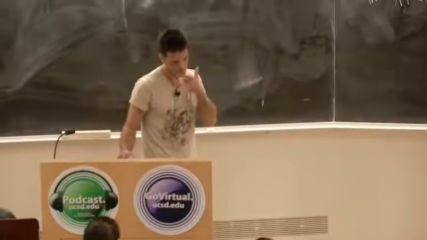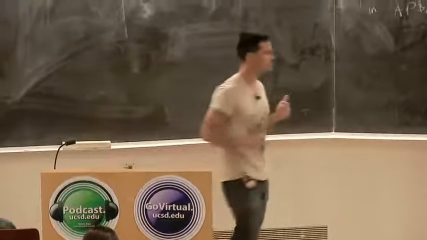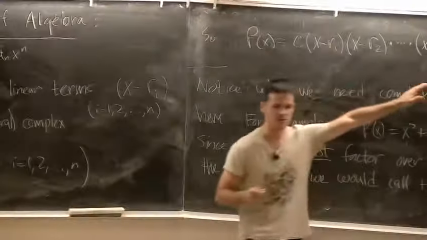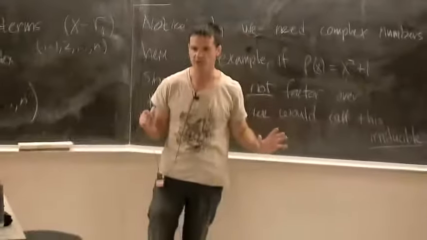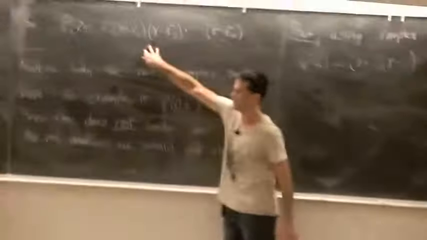So a bit of terminology here. I did not specify that all of these roots have to be distinct. Some of them could be repeated, actually. So if some of these are repeated, we would say that root has multiplicity.